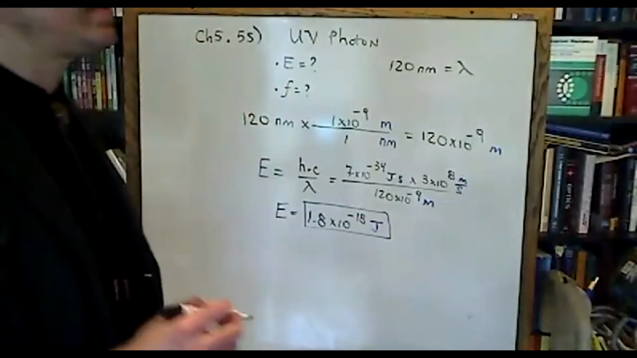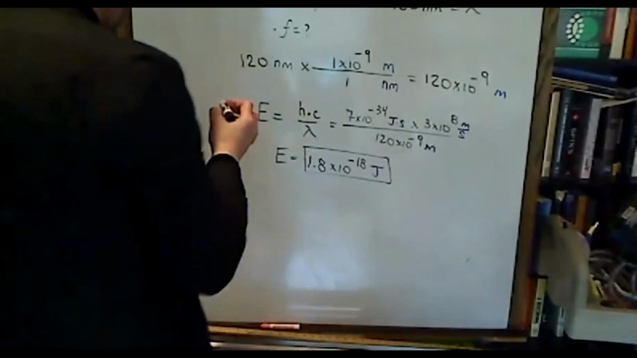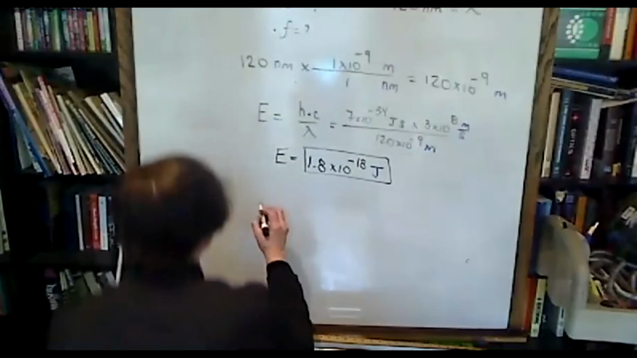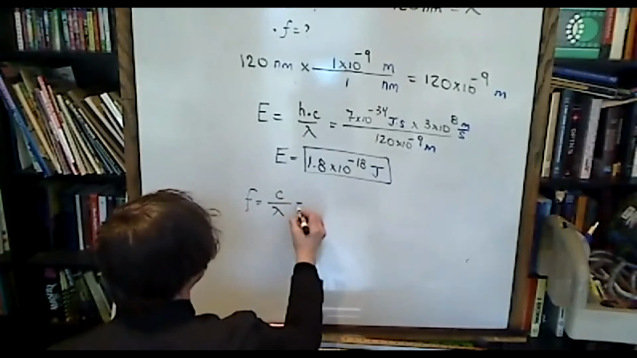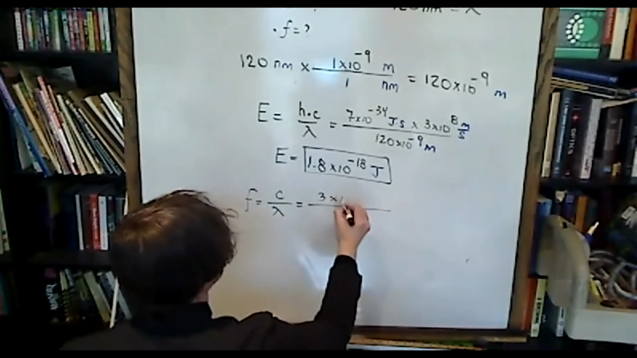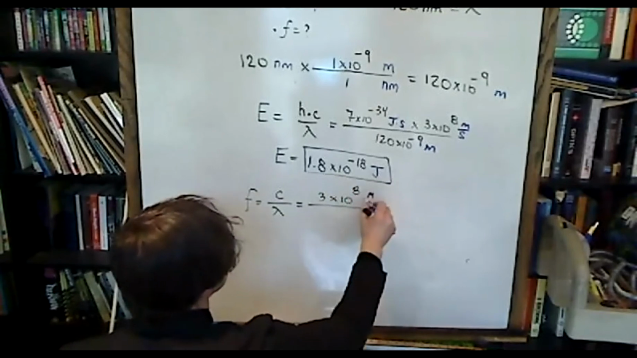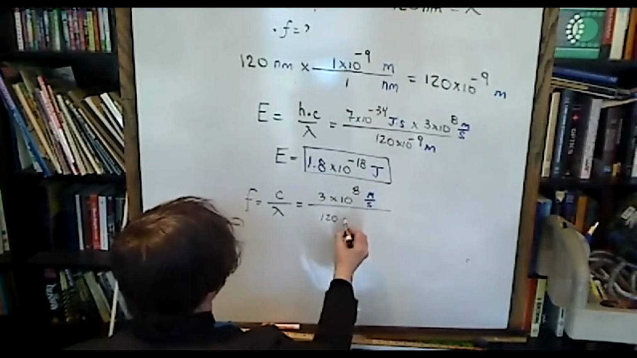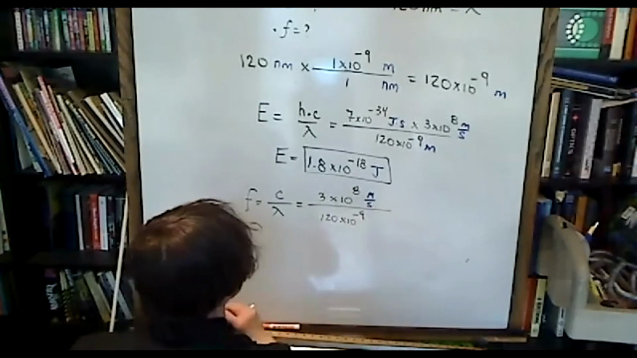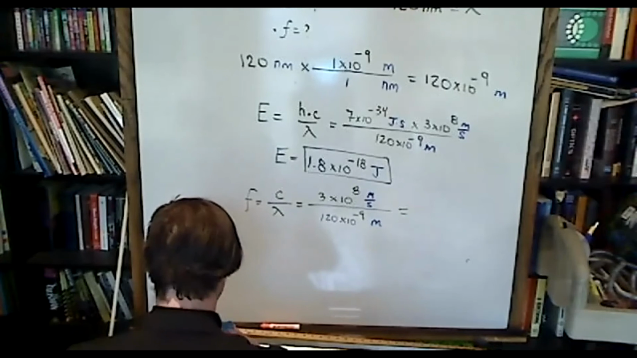Let's move on to the frequency. Which formula do I want for frequency? F equals c over wavelength? Sure. I love it. That light is still burning bright. 3 times 10 to the 8 meters per second divided by 120 billionths of a meter. Punch it up, kids. Punch it up.